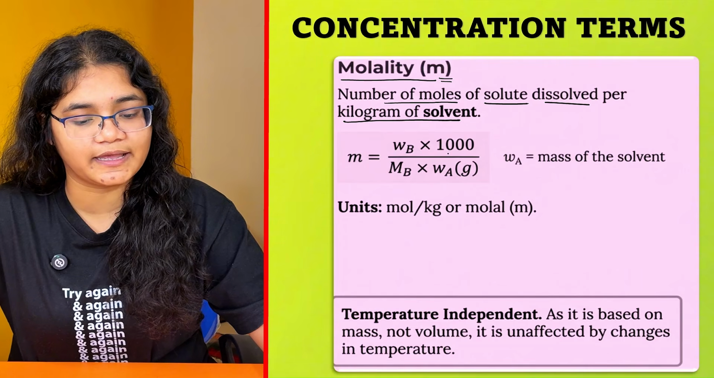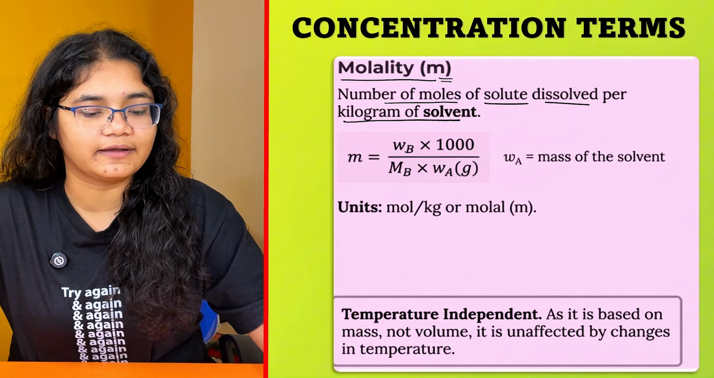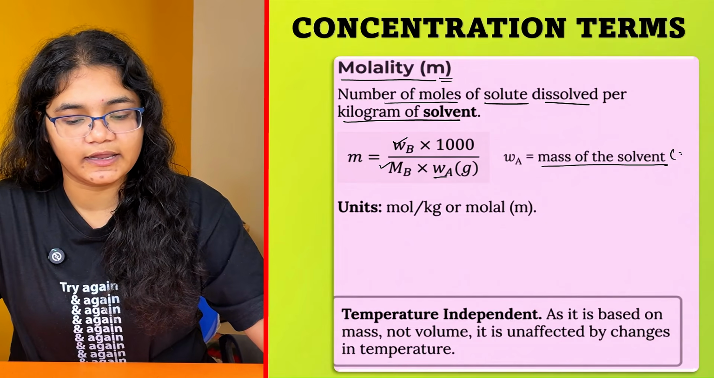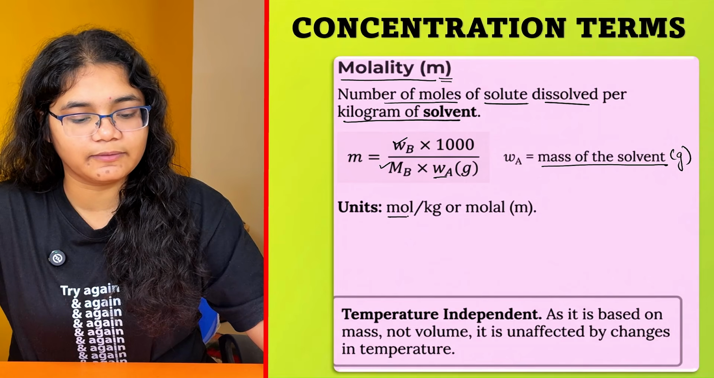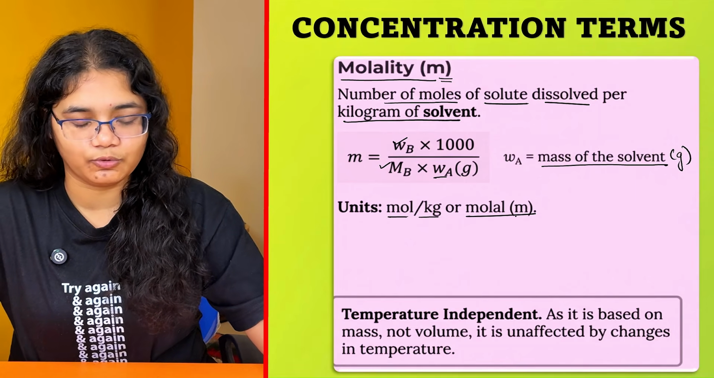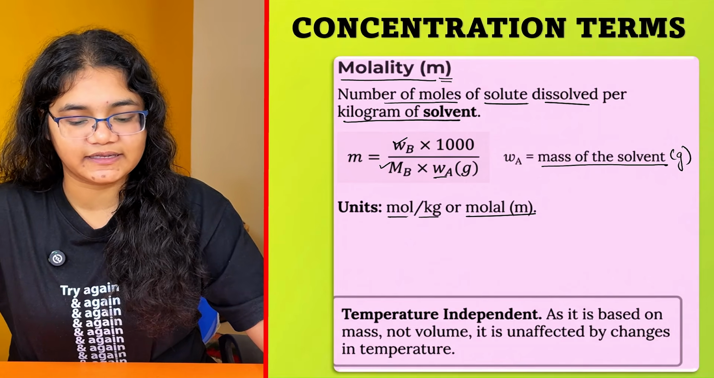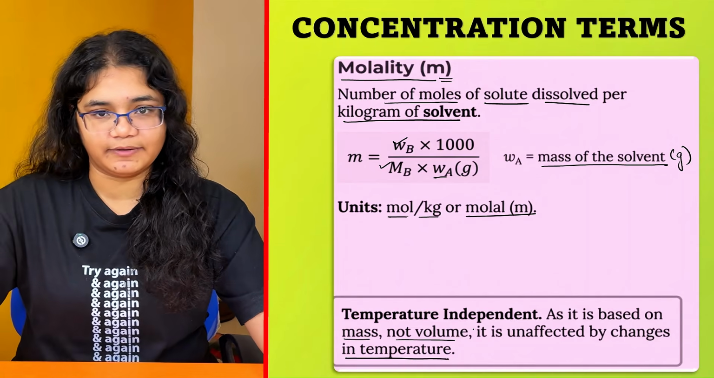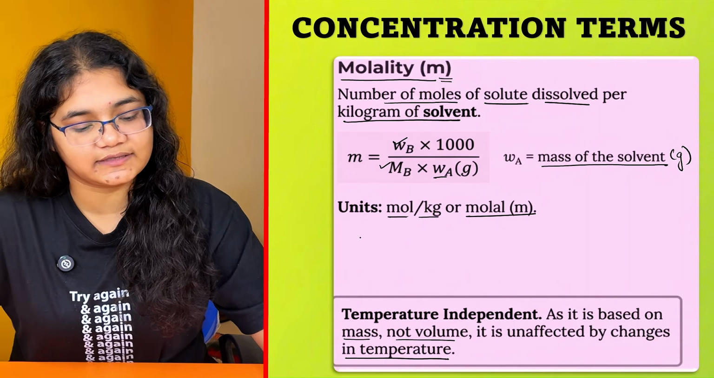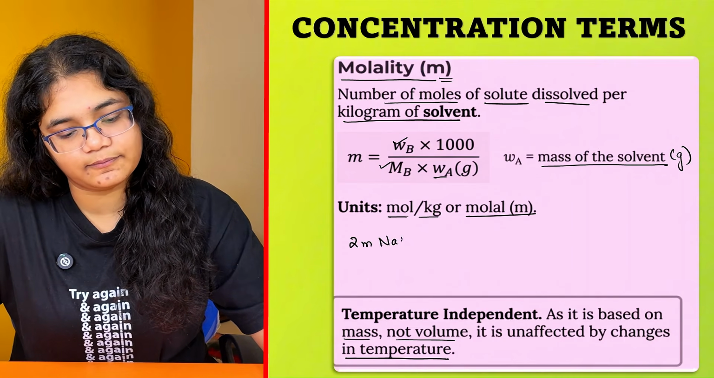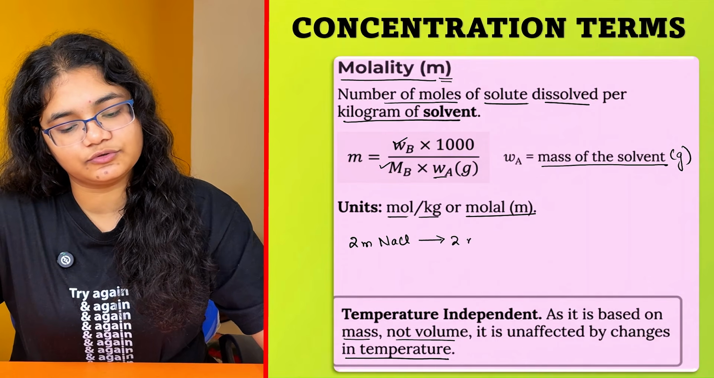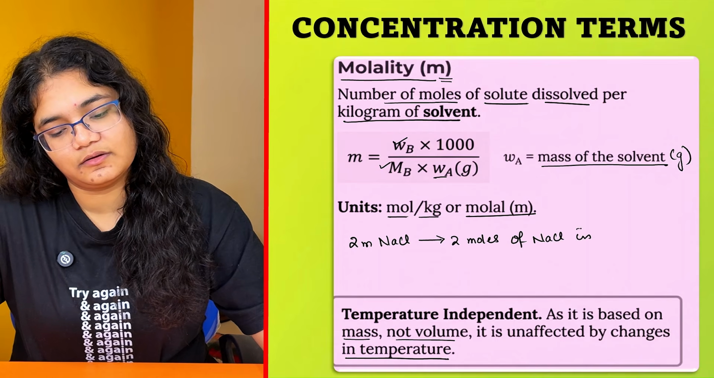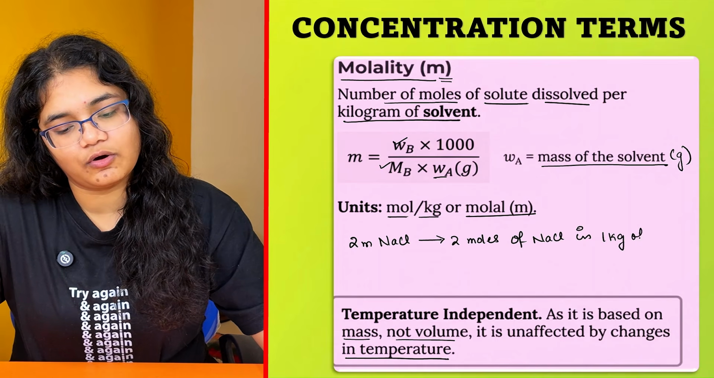How to write the formula? m is equal to WB by MB into 1000 by WA in gram. WB and MB I have already discussed in the previous one. WA is the mass of the solvent in grams. Now its units will be moles per kg and small m or molal. Now it is temperature independent. See, as it is based on the mass and not volume, it is unaffected by changes in temperature. Clear? Now suppose I write one example again, 2m NaCl. Now what you will understand from here is 2 moles of NaCl in 1 kg of solvent.